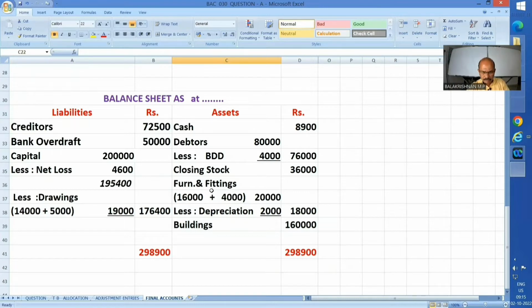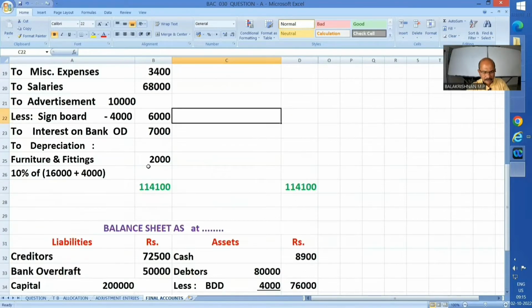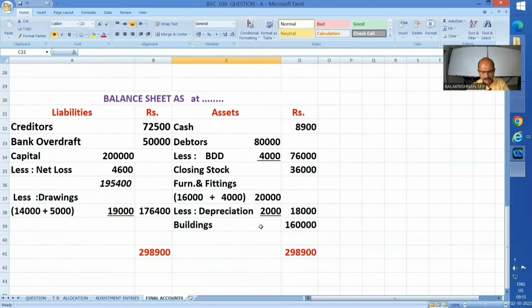Furniture 16,000 is the given value in the question, and I have added that value of the fittings also, 20,000. From that, the depreciation that has been charged is deducted. So 18,000. So we have got a tallied balance sheet. Okay, so that's all here.